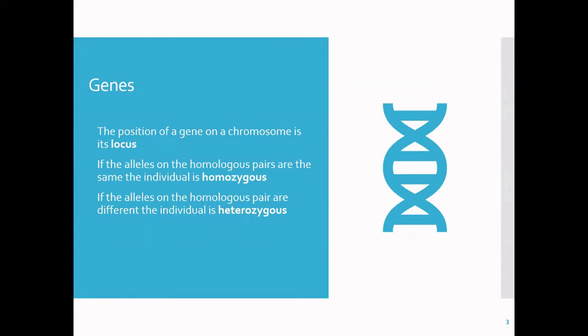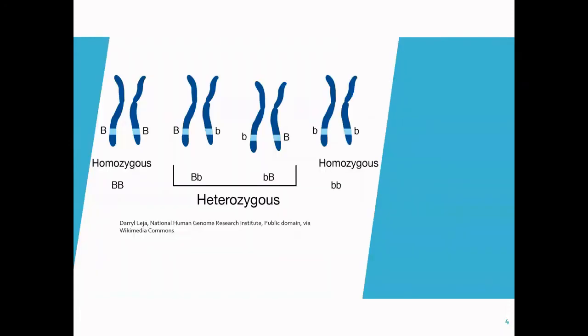So genes are on the chromosomes, and their positioning is the locus. We also call genes alleles. If the alleles on the homologous pair are the same at that particular locus, the individual is homozygous. If the alleles on the homologous pair are different, that individual is heterozygous.